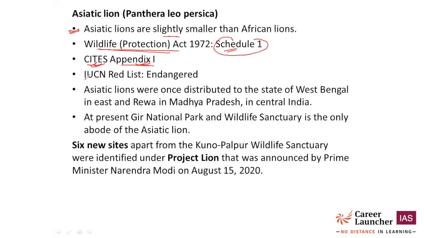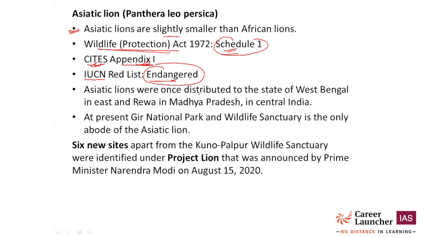Second, third one is about the IUCN Red List. Under the IUCN Red List, it is categorized as an endangered species. Remember, it's not critically endangered, it's an endangered species. So these three are important, that is, the protection and the status of the Asiatic lion is very important.